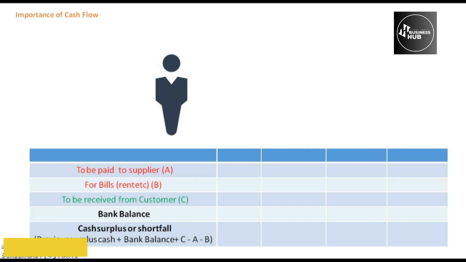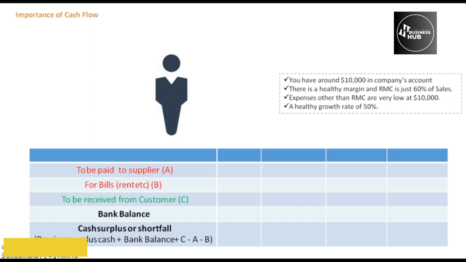Imagine that you are running a company that has a very healthy business, and you have around $10,000 in your company's account. The products that you are selling have a healthy margin, and the raw material cost is just 60% of the sales. Expenses other than raw material cost are very low at $10,000, and you have a very healthy growth rate of 50%.